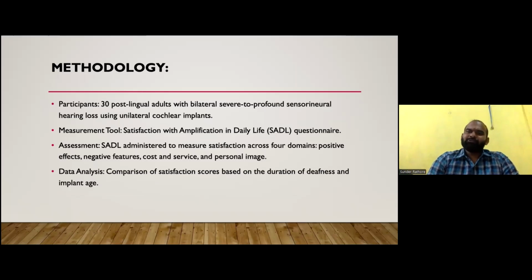So coming to the methodology of this study, the participants were Indians who are 30 postlingual adults with bilateral severe to profound sensorineural hearing loss using unilateral cochlear implants. The measurement tool is again the satisfaction with amplification in daily life questionnaire, which we have designed according to our way, and the assessment is the questionnaire administered to measure satisfaction across four domains: positive effect, negative features, cost and service, and personal image.